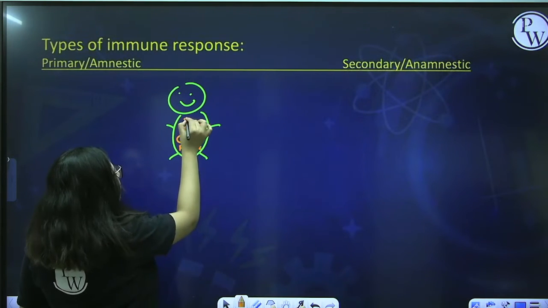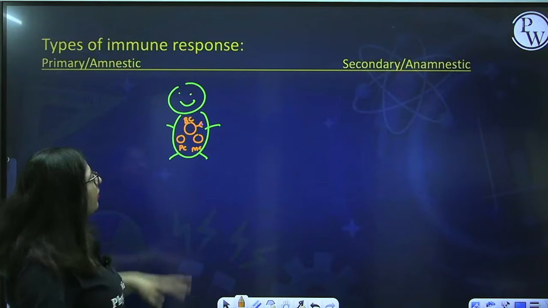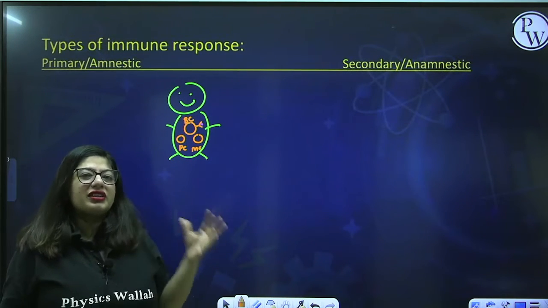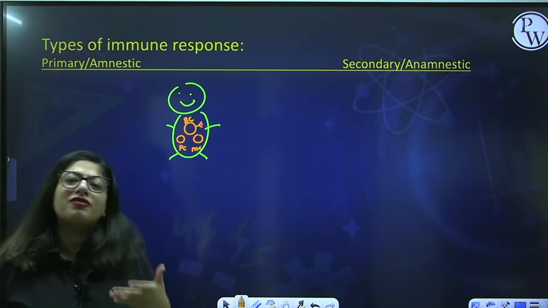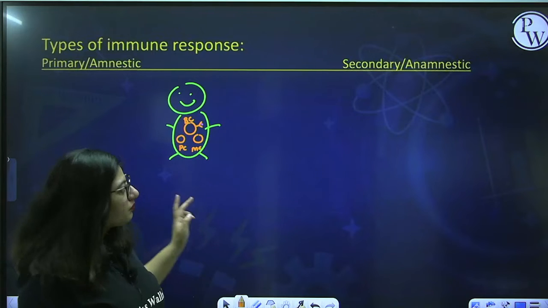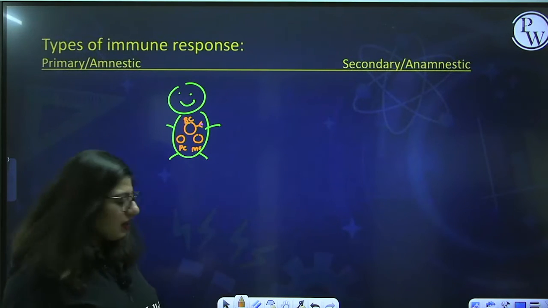This is B cell. Okay, but in the meanwhile you will get a disease. At this time the immunity was not working that well because it does not know how the virus looks. So that is a primary immune response. Okay, now let's talk about the secondary one.